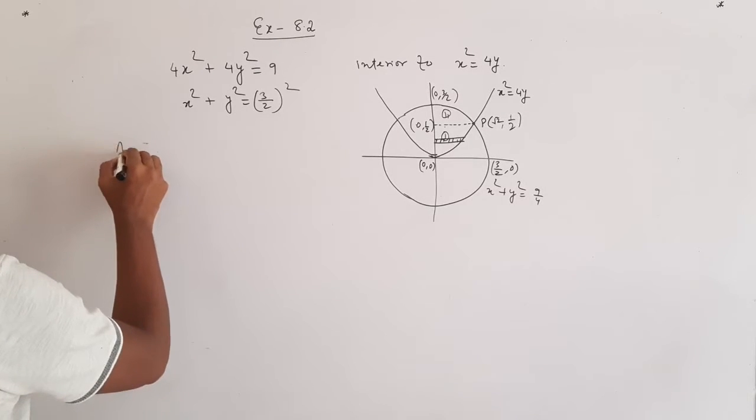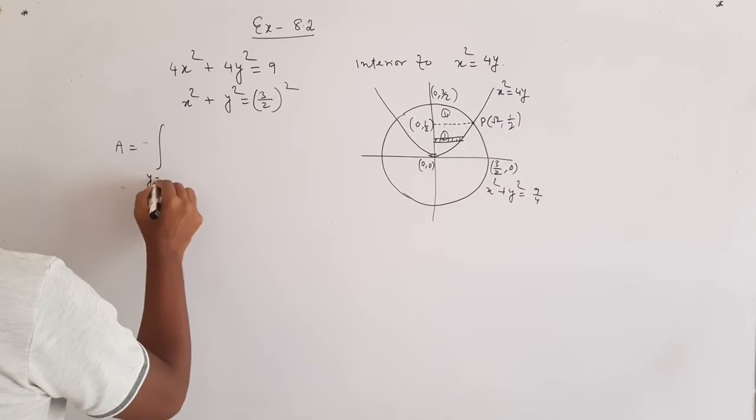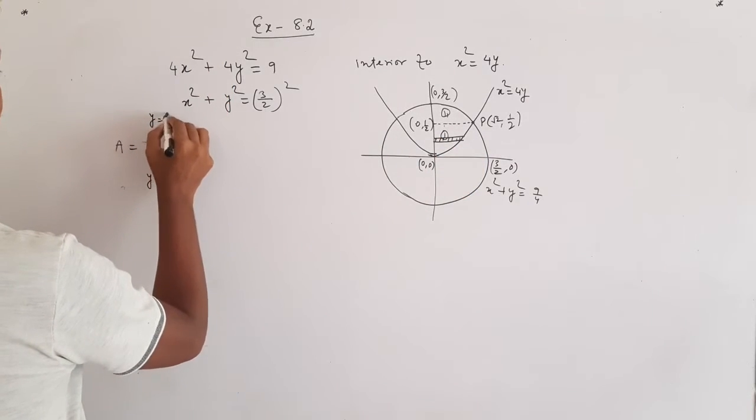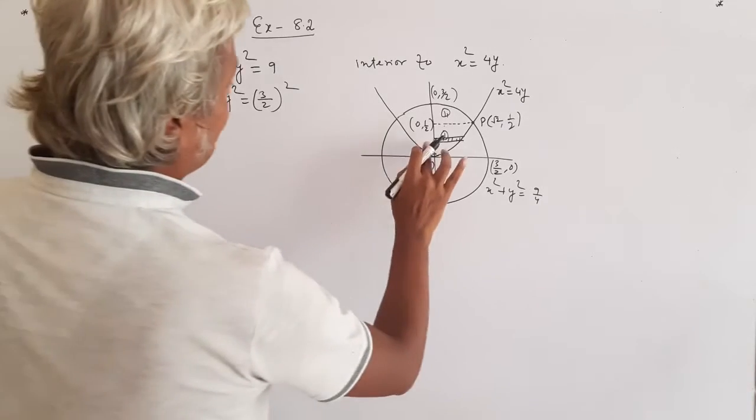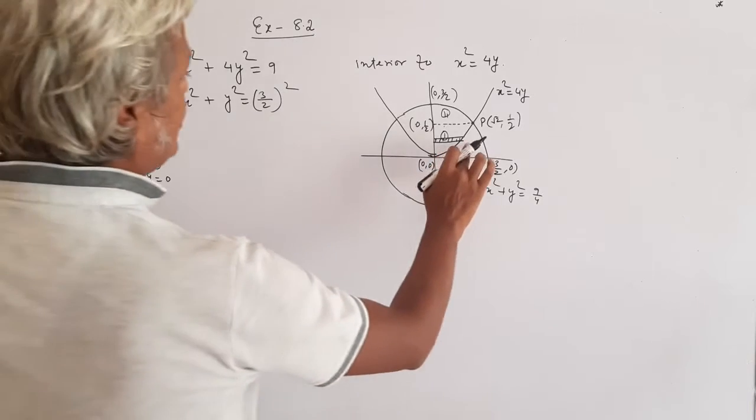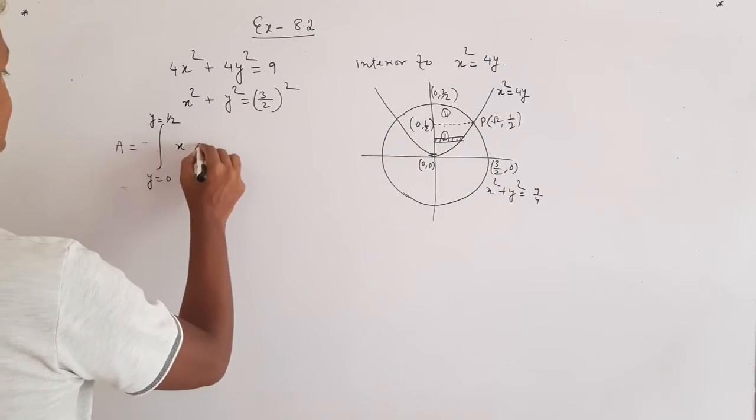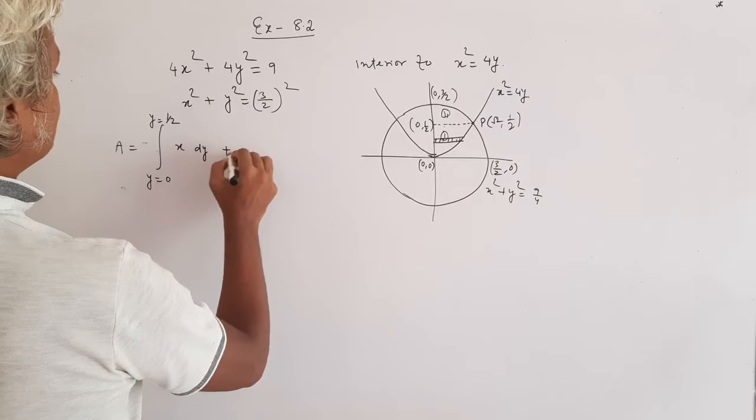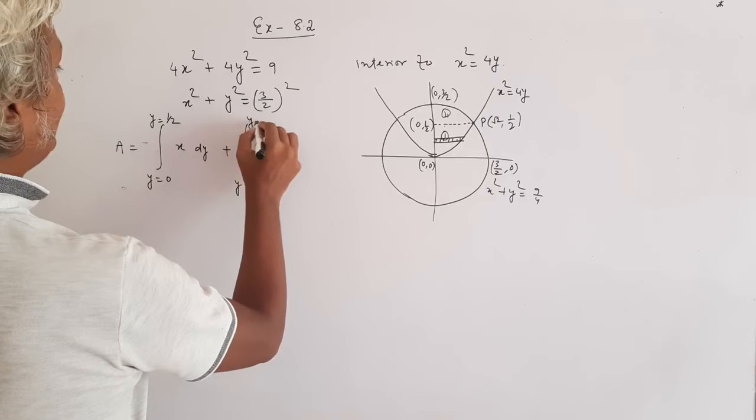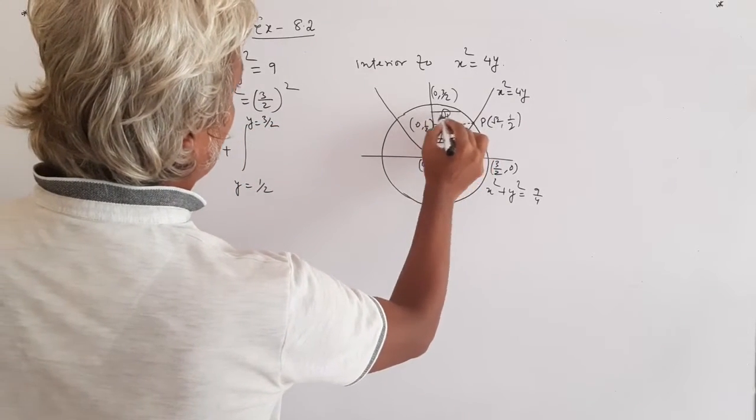So our area A will be from y equals 0 to y equals half. Then my strip has one end on the y axis and the other end on the x part of this curve, that is x dy, plus again from y equals half to y is 3/2, and then the strip will now be moving like this.